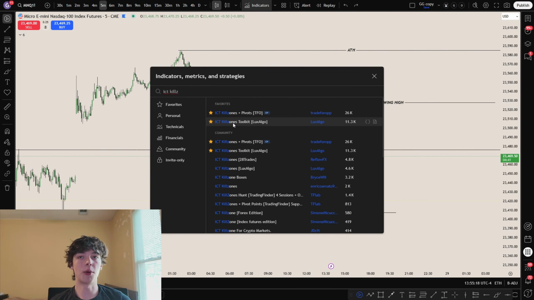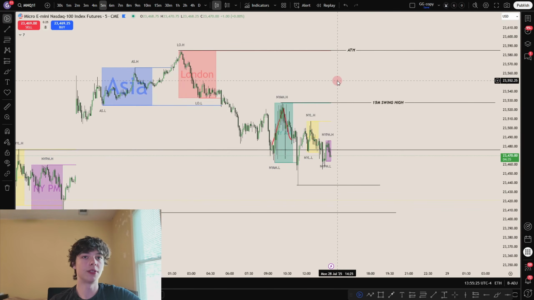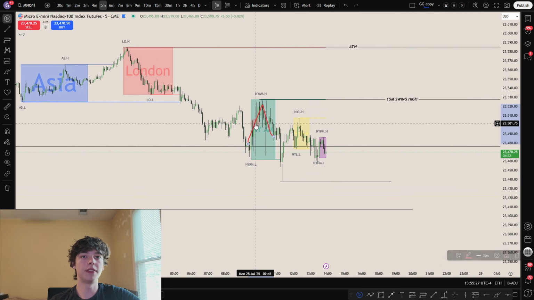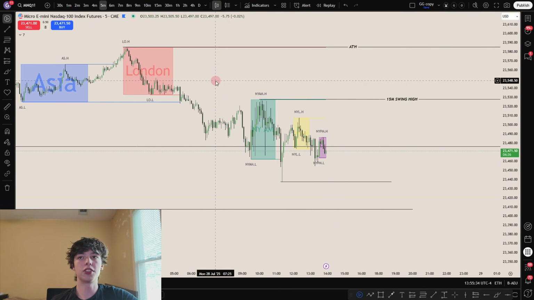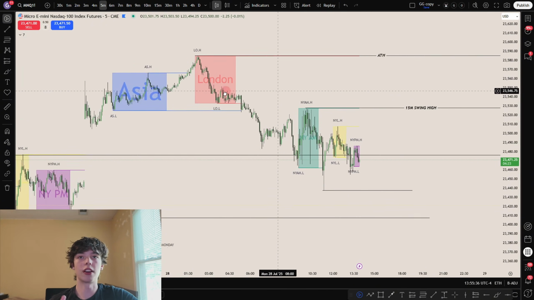Okay, so the last thing that I want you to do to basically get a good daily bias is to load up this free indicator. It's called ICT Kill Zones and Pivots. You're going to go here. It's going to mark out all of these sessions, okay? I personally usually delete this New York AM session and all of this kind of stuff. I just want to look at where London and Asia are at, okay?